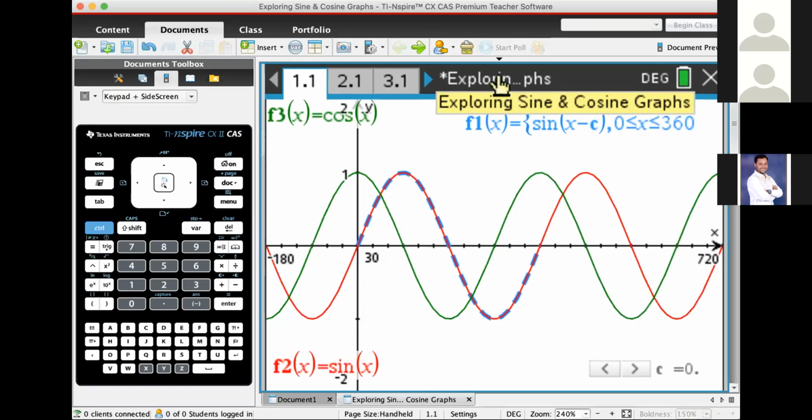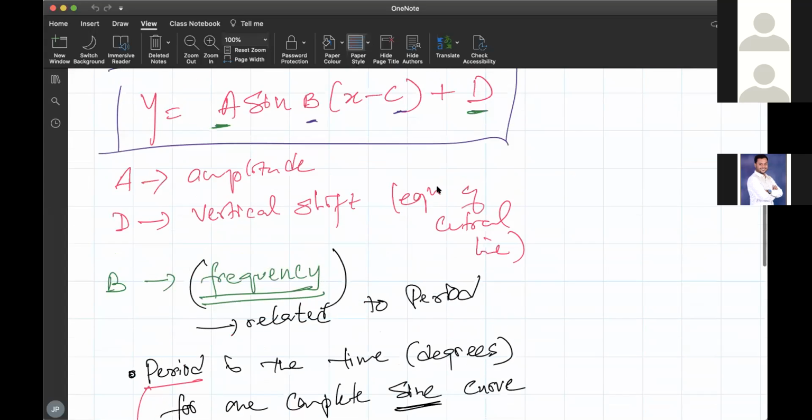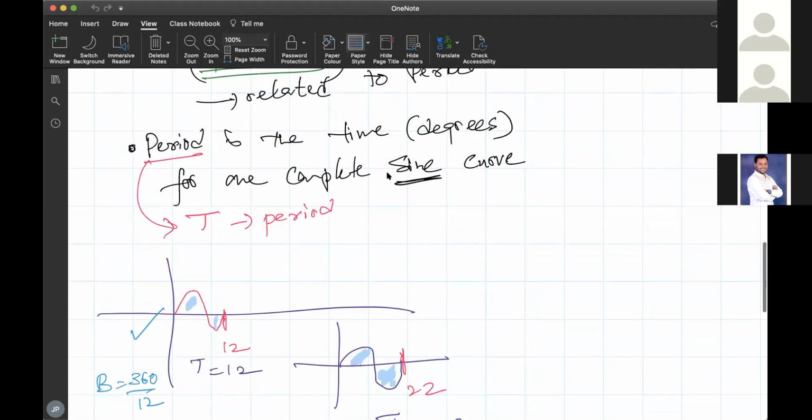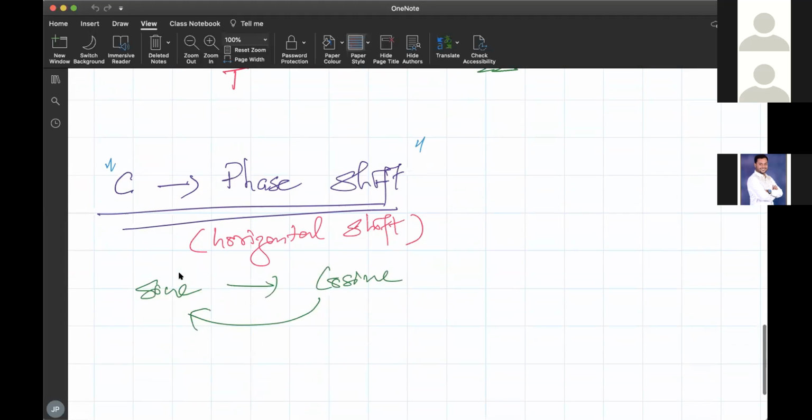If you don't know what I'm talking about, let me go back to my OneNote. Remember, I wrote this expression here: A sine B, x minus C. That x minus C is in the bracket. So that's the C we are talking of, phase shift. In the TI-Nspire right now, A is 1, B is 1, D is 0, so we're just looking at how C is changing. Remember, C can be used to write from sine to cosine and cosine to sine. You can go both ways. That's the biggest challenge in these paper six kind of questions, and therefore it's important to understand what's going on with that.